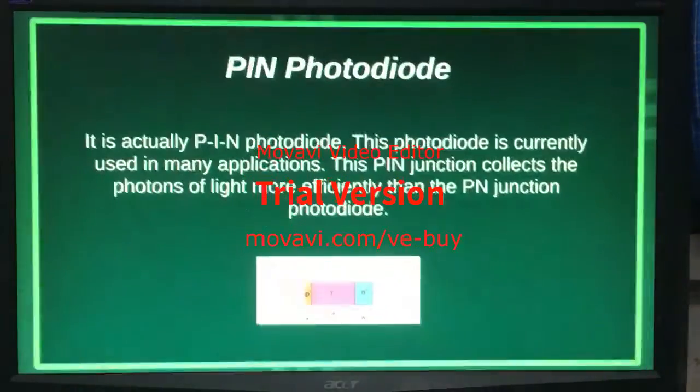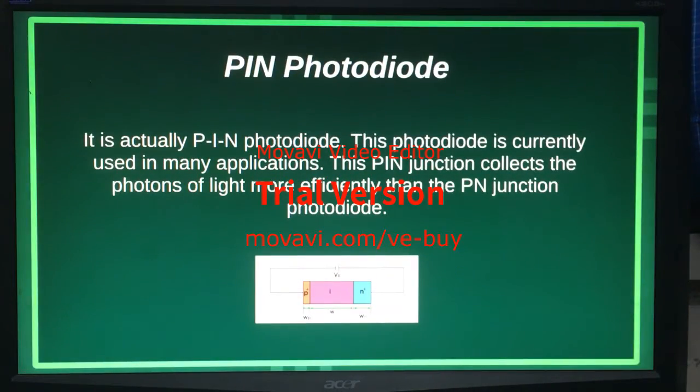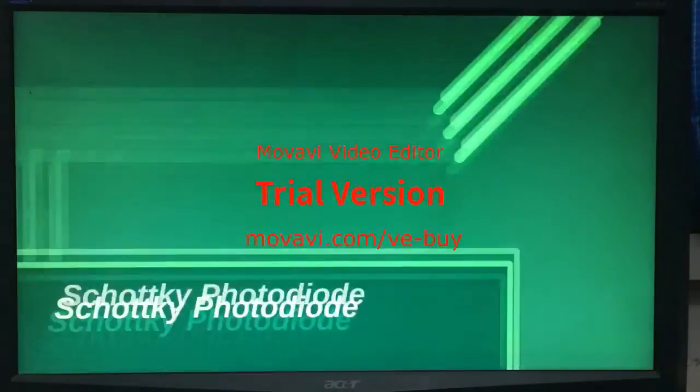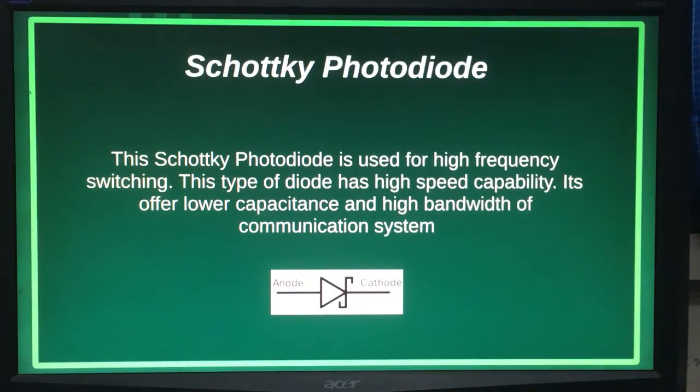Next we move to the PIN photodiode. The PIN represents the regions contained in the photodiode. This photodiode is currently used in many applications. As we can see here, this PIN junction collects the photons of light more efficiently than the PN junction photodiode, the one before. Next we move to the Schottky photodiode, which is the last one.